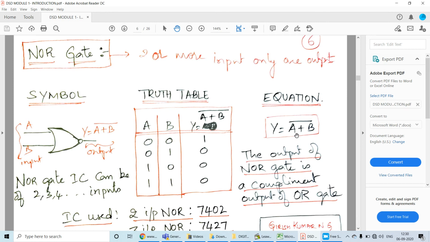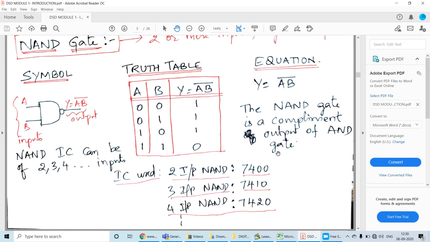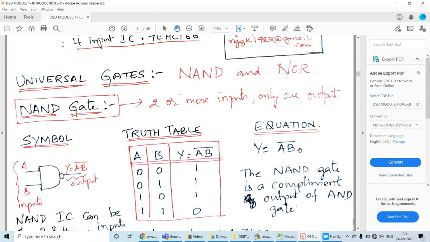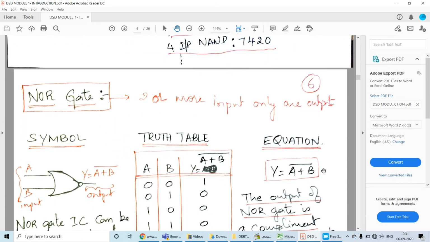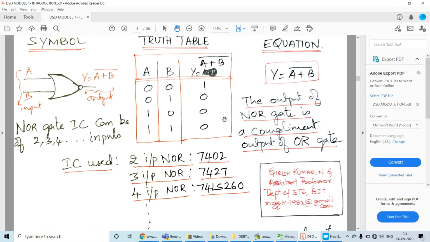Earlier in the OR gate we had A plus B. Now the equation for the NOR gate is A plus B the whole bar. This is AB the whole bar. Can I write AB the whole bar as A bar plus B bar? De Morgan's theorem. Similarly, A plus B the whole bar is A bar and B bar. Therefore, NAND and NOR follow De Morgan's theorem very efficiently, and this is the reason we can derive any other gates using these universal gates, NAND and NOR.